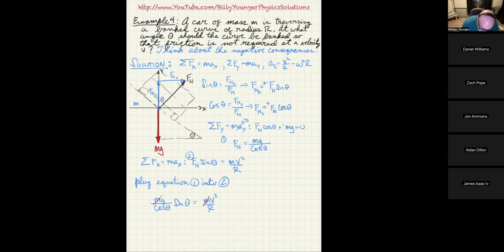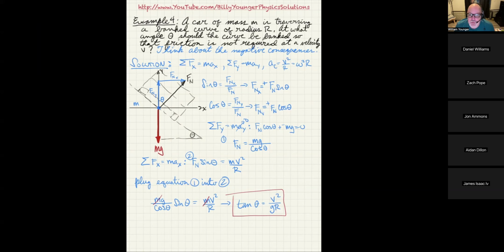Now we can go ahead and solve for this, and what we get is the tangent of theta, since sine over cosine is tangent, has got to equal v squared over gr. So this is the actual correct answer, and your author expects you to use that formula over and over again. You don't have to derive it every time, but I highly recommend that you learn how to derive it just in case you need that. All right. So tangent theta equals v squared over gr. That's the formula that you ultimately get.